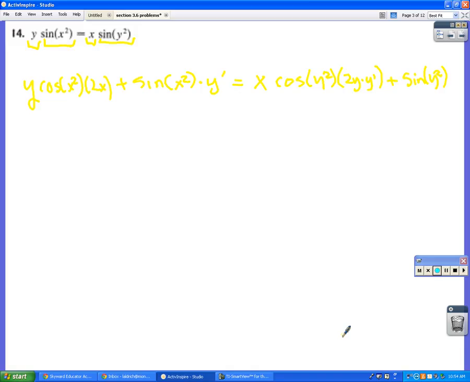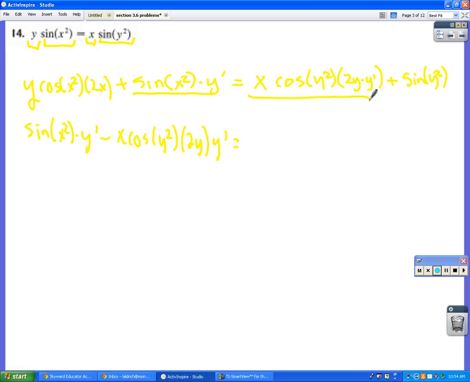Okay, now we need to do the algebra part. And so the algebra part is get everything with a y prime on the left and get everything without a y prime on the right. So this has a y prime, so it's going to stay here. This has a y prime, so it needs to come over here and join its y prime.